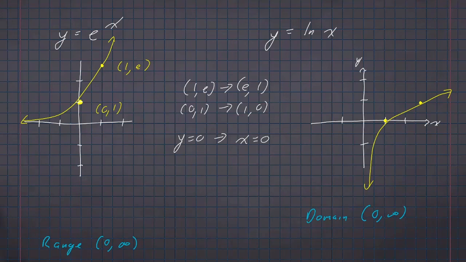The range of a logarithmic function should be all real numbers from negative infinity to positive infinity, which makes sense because in the exponential function, the domain was all real numbers, negative infinity to positive infinity. So we have some idea now of what the logarithmic function looks like. And with that, we can start using the logarithmic function to solve problems.